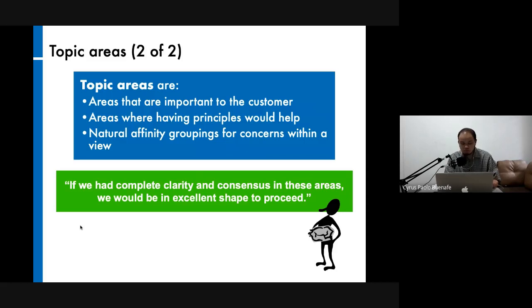By going into these topic areas, you'll have a better way of crafting your principles. And topic areas are natural affinity groupings for concerns within a view, related ideas, related concepts. It says here, if we had complete clarity and consensus on these areas, we would be in excellent shape to proceed. Topic areas are really nothing more than guide rails, to help you gravitate your initial ideas when crafting a principle, but you're flexible in how you approach your topic areas.